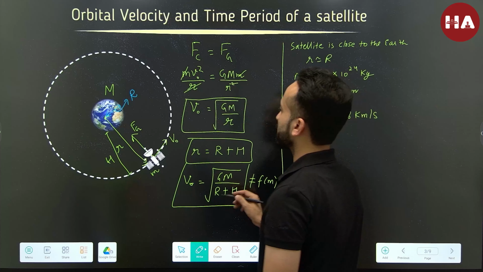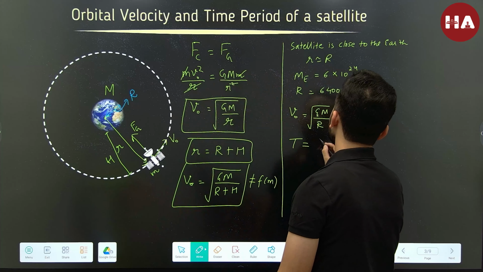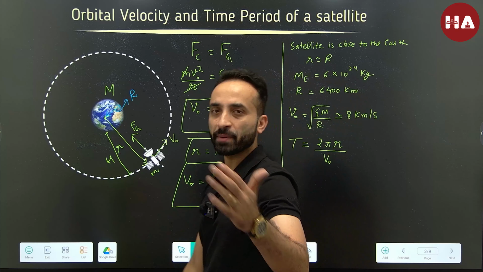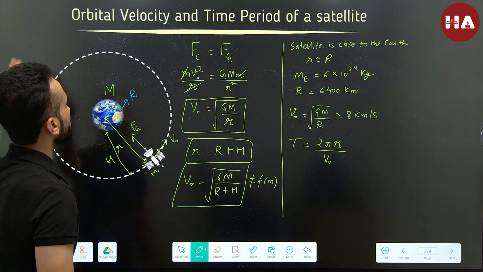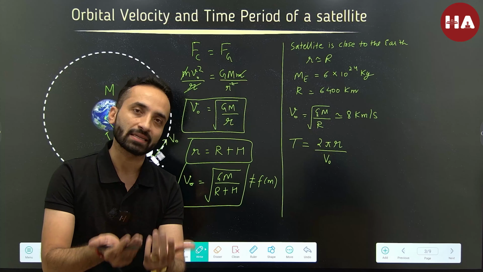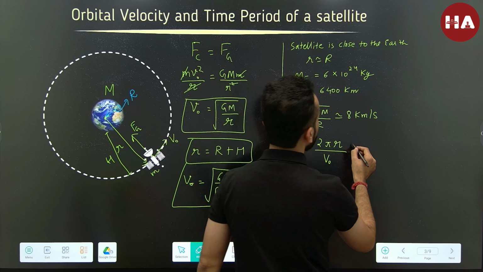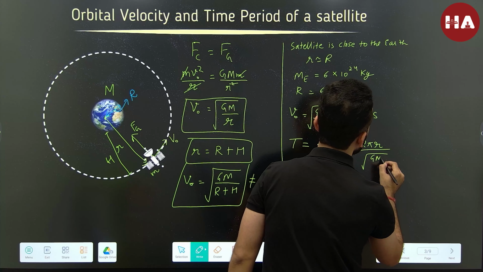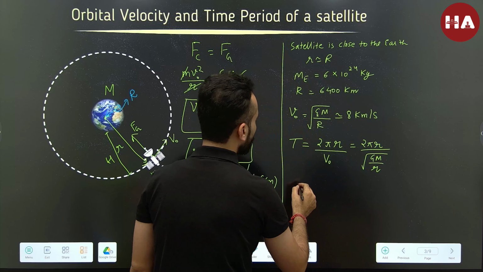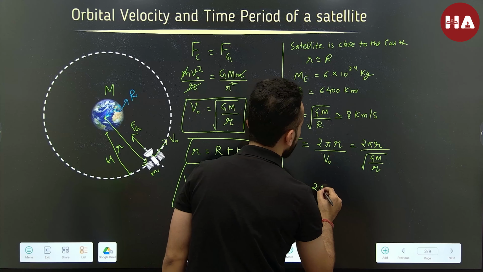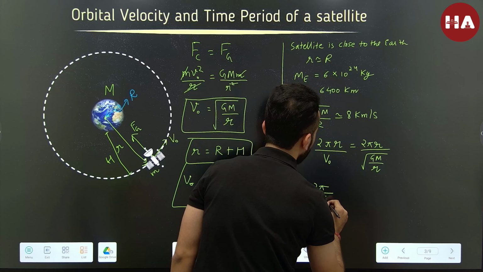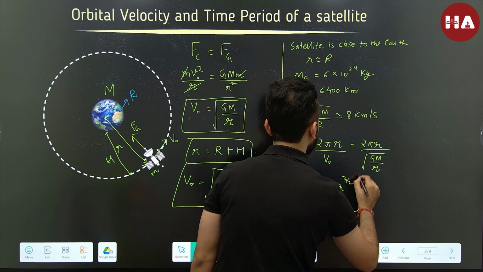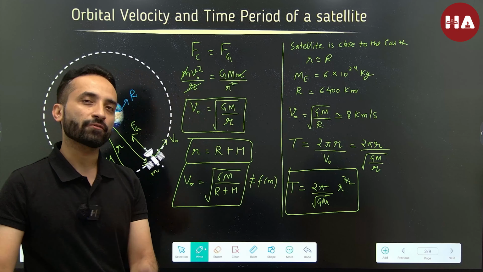The time period is the time taken to complete one revolution, which should be distance upon speed. Now, what is the distance of one complete orbit? That's the circumference, 2 pi r, divided by the speed. So that is going to be 2 pi r over under root of GM by r, and when you do that, the time period turns out to be 2 pi over under root of GM, r to the power 3 by 2. So that's the time period of any satellite.